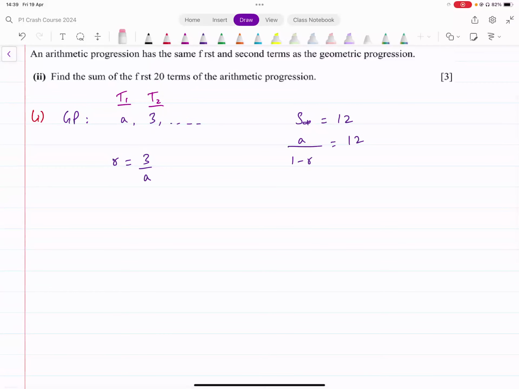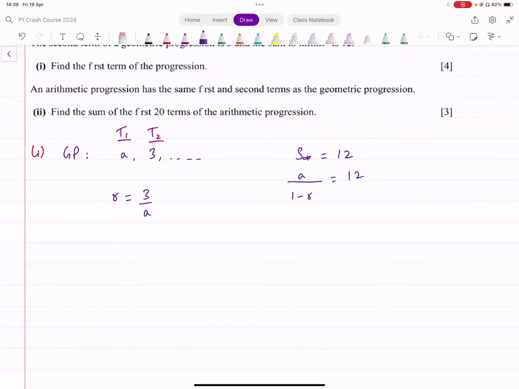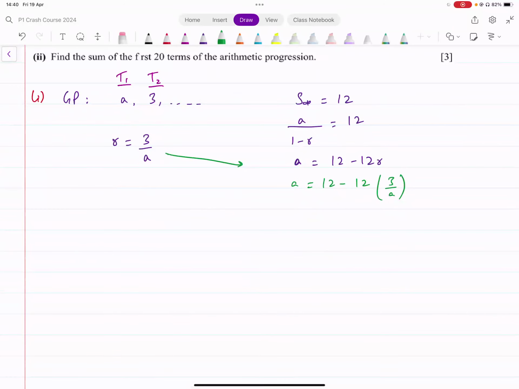Now what you want to do is find the value of A, the first term. What you can do for that is eliminate R, because you want to find A, right? So you don't need to find the value of R here. You can put R equals 3 over A in the second equation. Before we do that, let's simplify the second equation a bit. It's going to become 12 minus 12R on the right side. A equals 12 minus 12R. Now, put this in the other equation. What does that give us? A equals 12 minus 12 into 3 over A. Multiply the whole equation by A to get rid of this denominator.